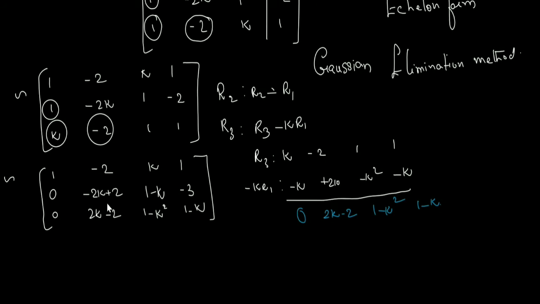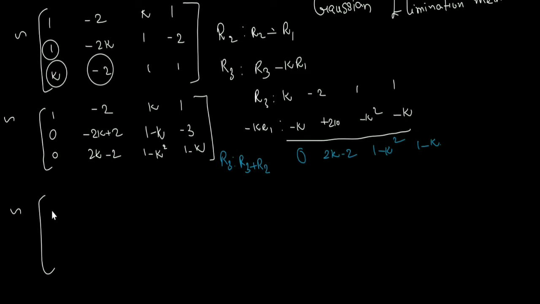Now we have to make this element 0. So you have 2k minus 2 and minus 2k plus 2. When you add, you will get 0. R3 becomes R3 plus R2. First row as it is, 1, minus 2, 1. Second row 0, minus 2k plus 2, 1 minus k, minus 3. The third row has changed as 0, and you are going to add these two, which will give you 0. Add these two, 1 minus k square plus 1 minus k. You can write it as 1 minus k.